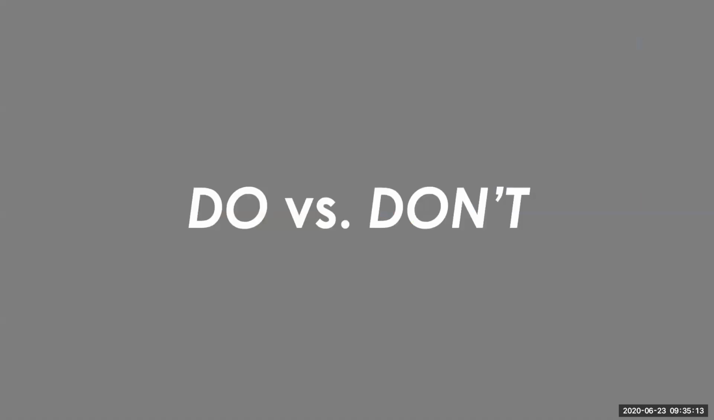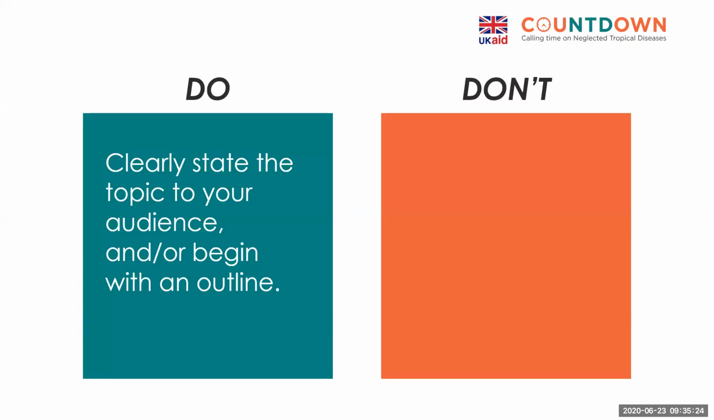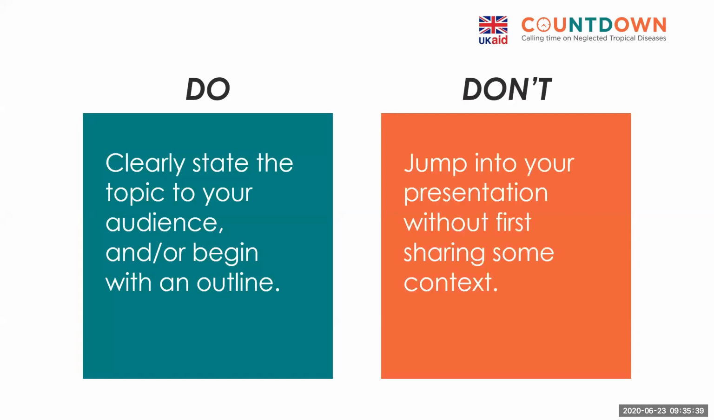Thanks, Tori. So we're going to go through quickly some very high level do's and don'ts of PowerPoint. We can go to the next slide. So one important do is to clearly state the topic to your audience, the topic of what you're presenting, and or begin with an outline. A don't would be to jump into your presentation without first sharing some context.